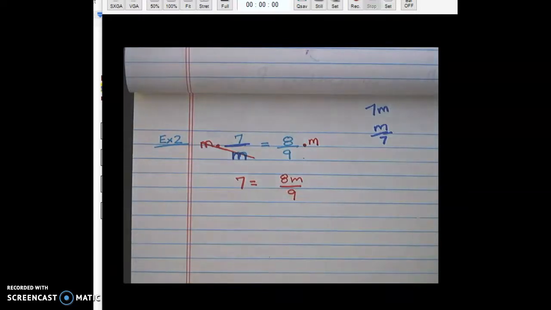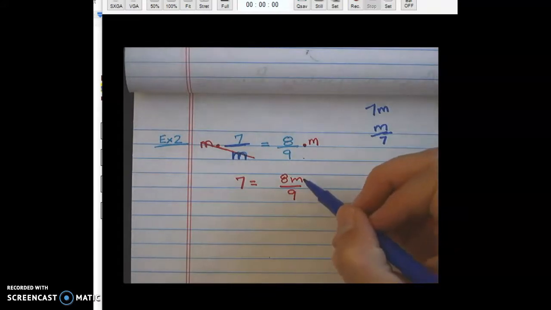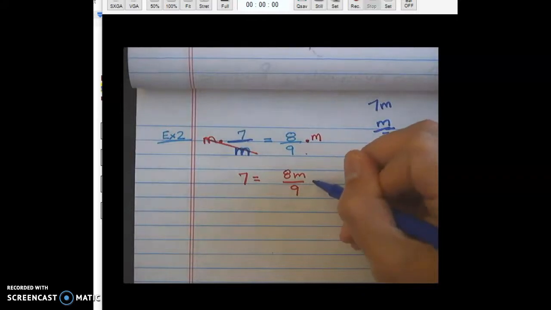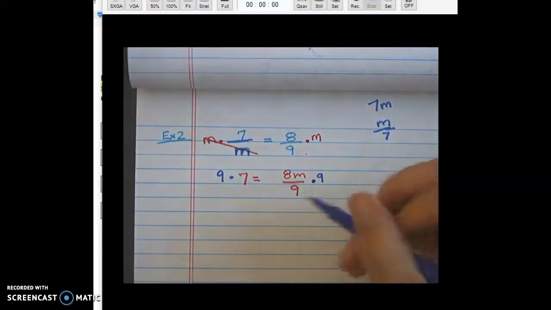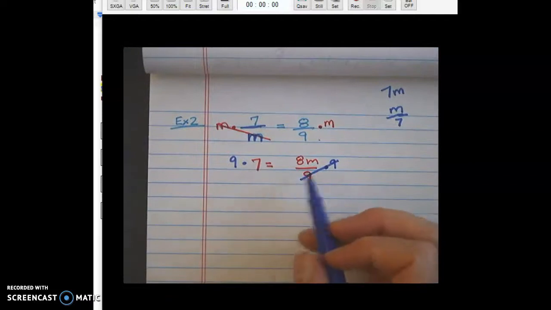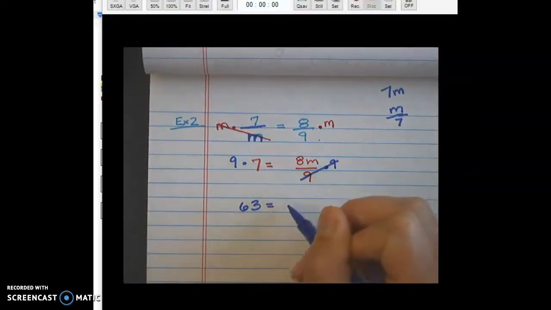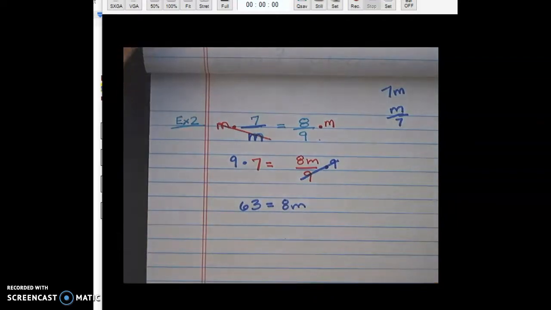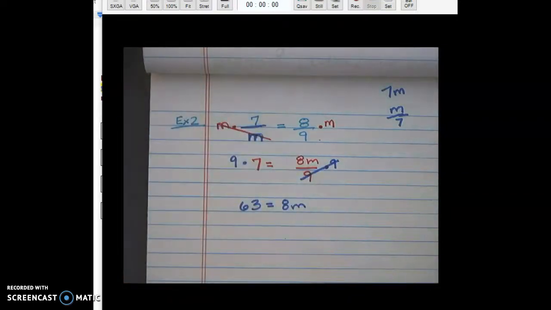And if I want to solve that, maybe I want to get rid of this divide by 9, because that is what's bothering the m now, and it's farthest away. So to get rid of a divide by 9, I would multiply by 9. And so I could just multiply both sides by 9, and I end up with 9 times 7 equals 8 times m. 9 times 7 is 63. 8 times m is 8m. Now, cross-multiplying allows us to skip this step. If we understand why we're doing it, then we can apply it correctly.